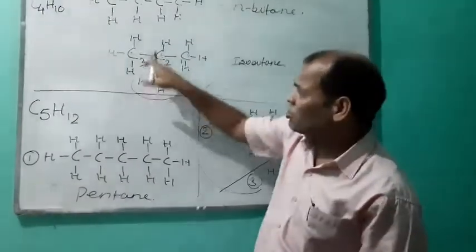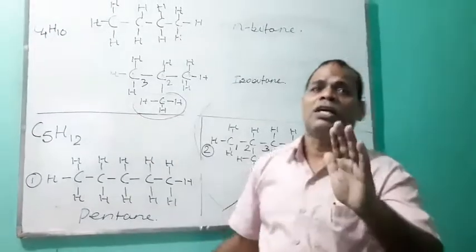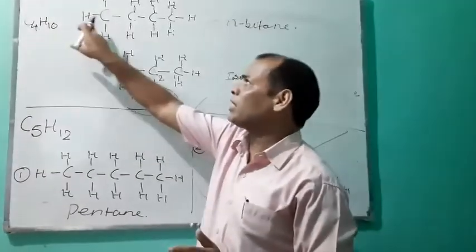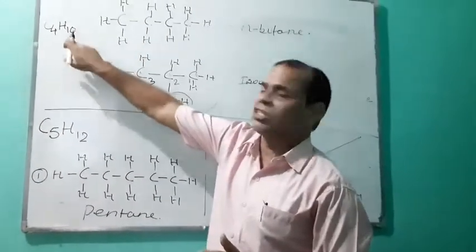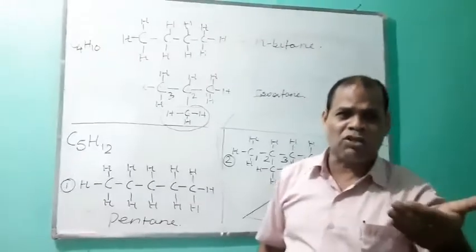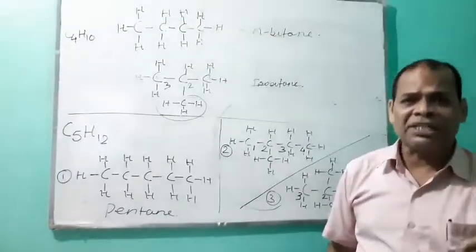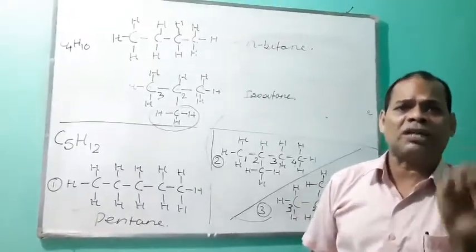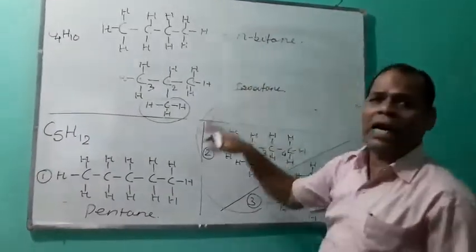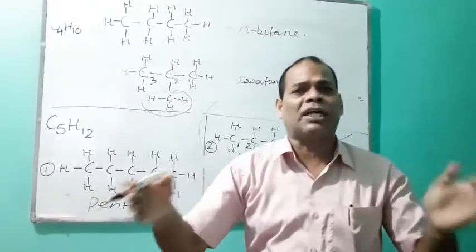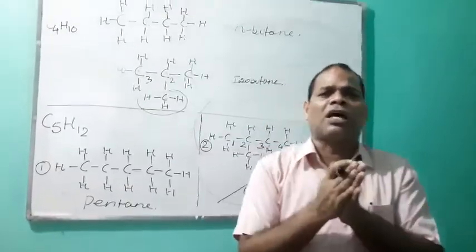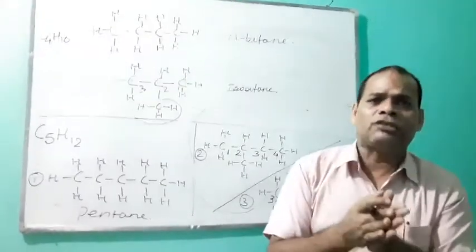Now compounds which have the same molecular formula, C4H10, but different structural formula are called structural isomers. So normal butane and isobutane are structural isomers.